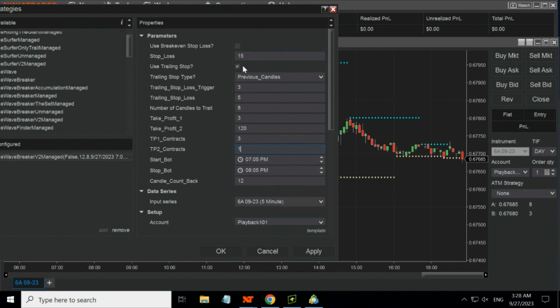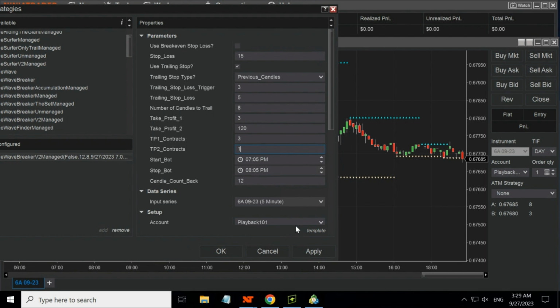And then let's have a look, see we have everything done. We're not going to use a break even on this one. We're going to have a stop loss of 15. We're going to have a trail using candles, a trigger of 3 ticks. That's when the stop loss will kick in, using 8 candles to trail. I have my TP set up. I have my contracts put in. I have my correct timing. I have my 12 candle count back. I'm on 6A, and I've got my account selected.